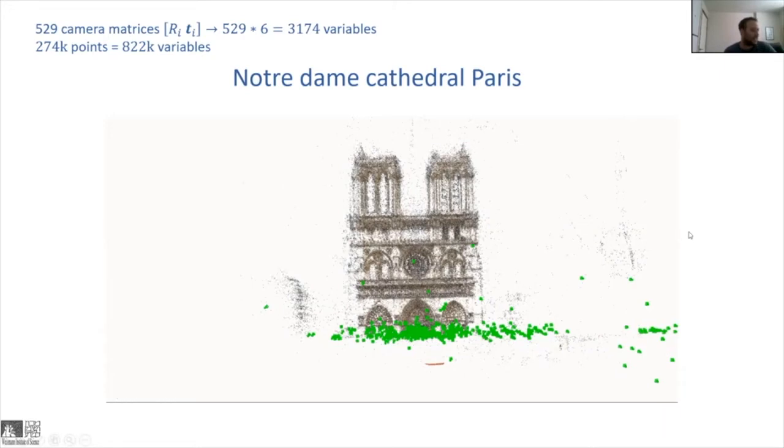Maybe today in the deep learning era it's not that much, but it's still a huge optimization problem. Another example of why we want to solve it efficiently.